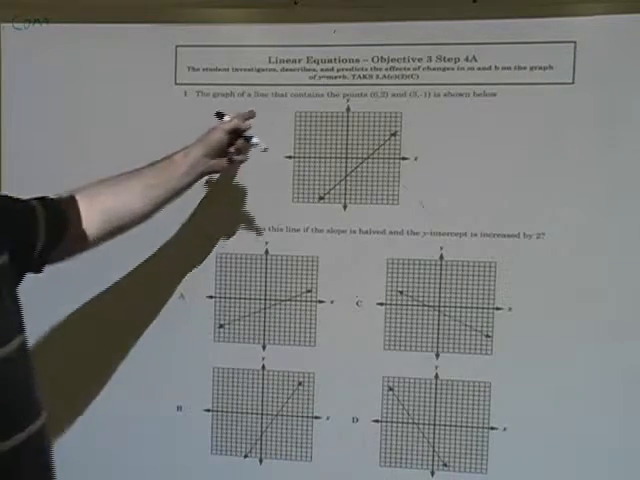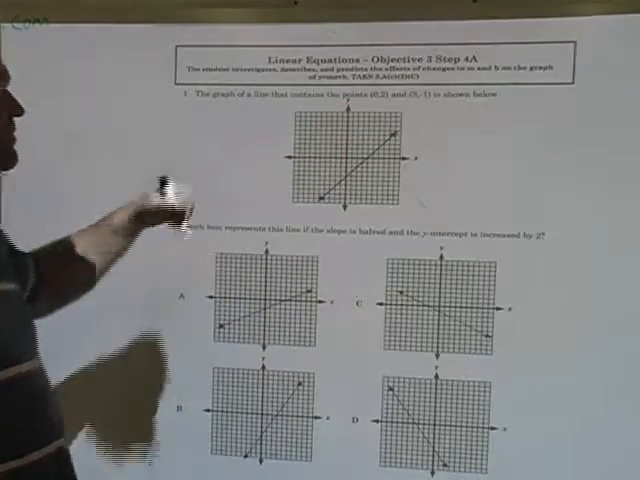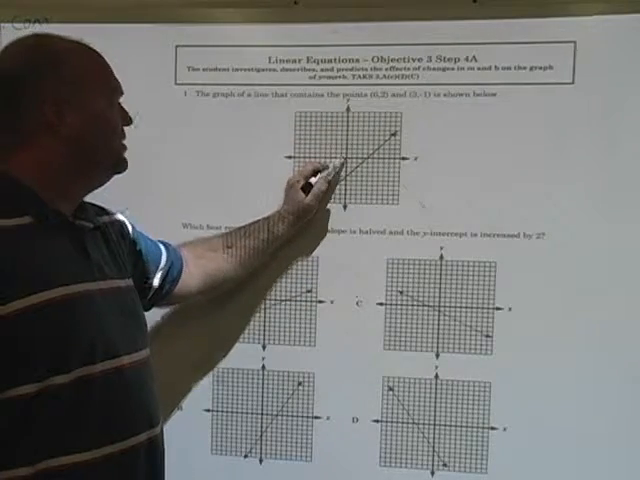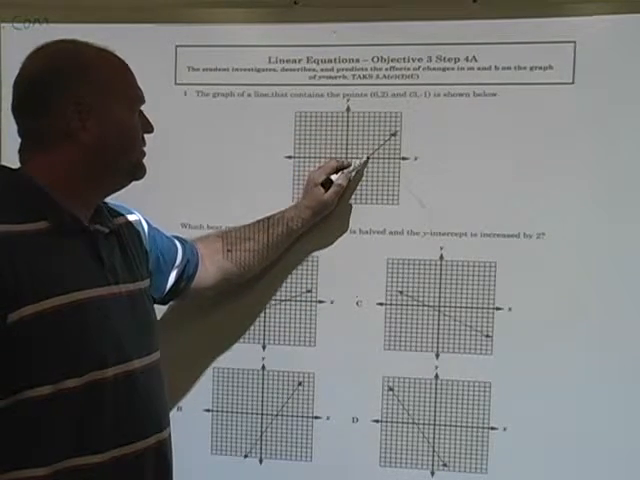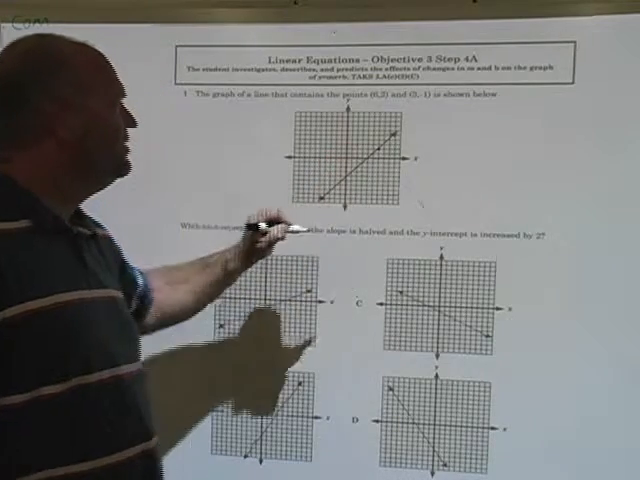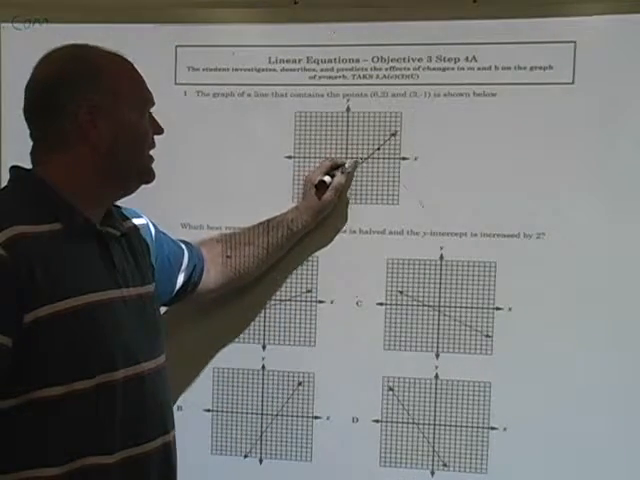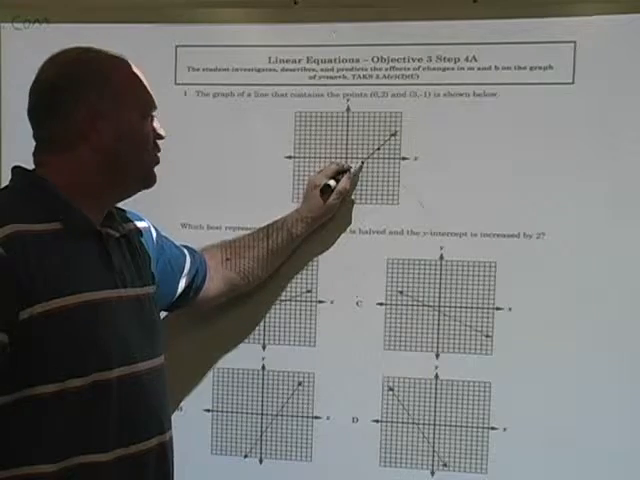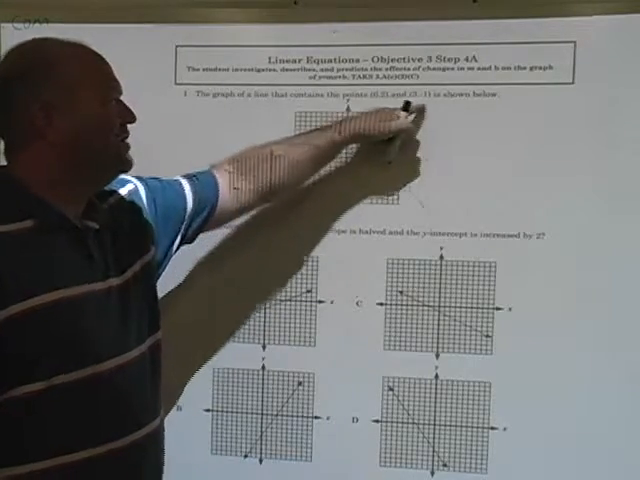The graph of a line contains these points as shown below. There's 6, 2, and 3, negative 1. So there's those 2 points.